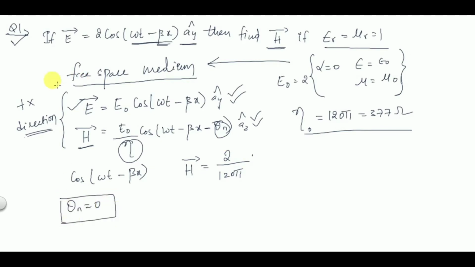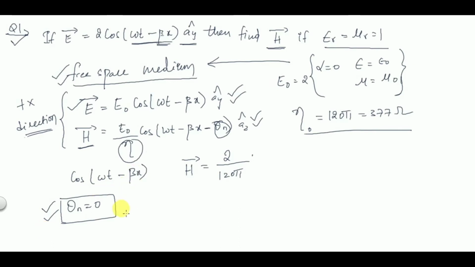When the medium is free space, I have told you already all the characteristics of free space medium, all the wave characteristics when wave is propagating along free space. There I have told you that theta n is equal to 0. If you have not watched that video, please watch. I am giving the playlist link in the description. Watch the video of plane wave characteristics when wave is propagating in free space.